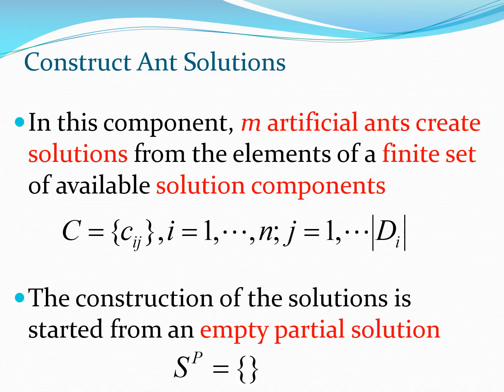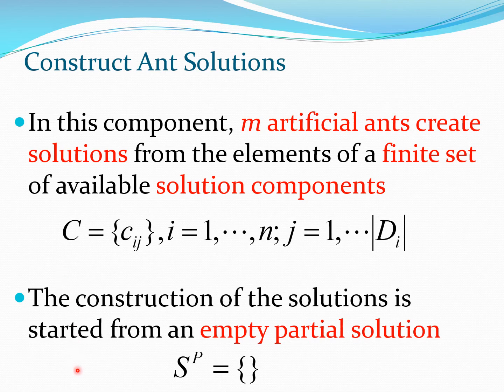Now we saw that there were three aspects of the ACO metaheuristics. The first one was construct ant solutions. In this component, ants create solutions which come from a finite set of solution components. So essentially we have these solution components Cij, where i is from 1 to n and j is 1 to di. So these are the discrete possibilities of each of xi. And these solution components are the finite set from which the ants must create solutions.